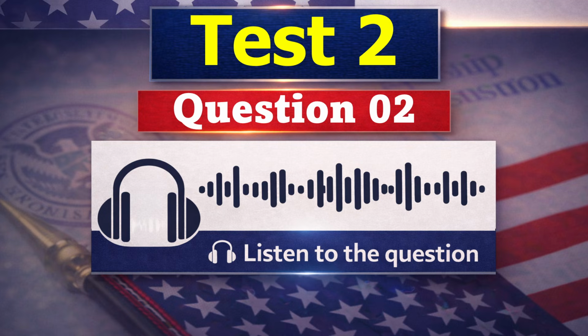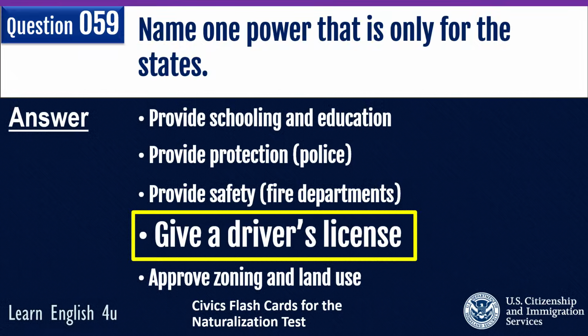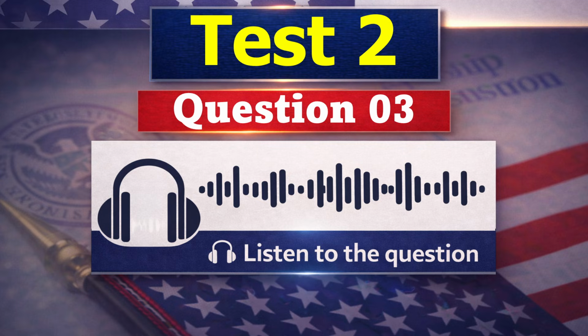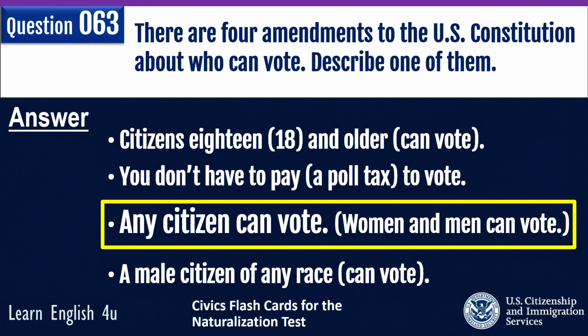Name one power that is only for the states. Give a driver's license. There are 4 amendments to the U.S. Constitution about who can vote. Describe one of them. Any citizen can vote.